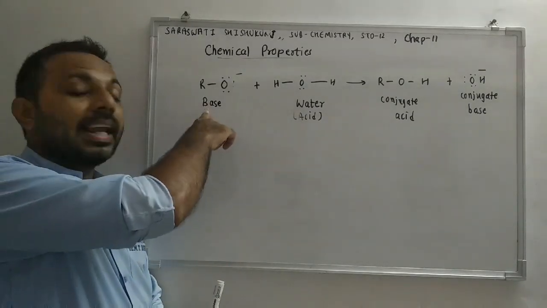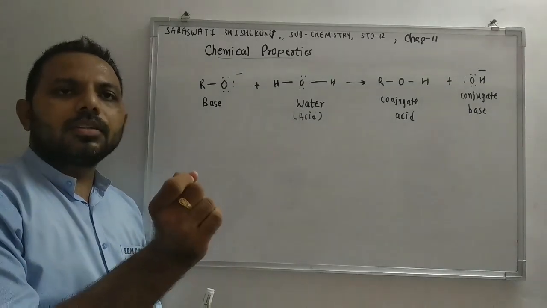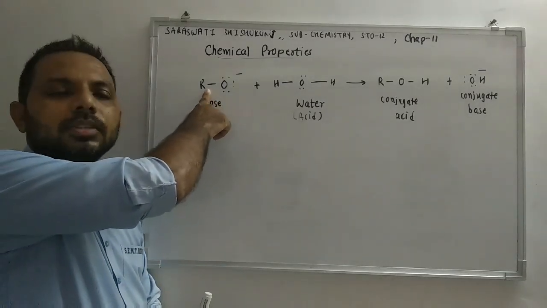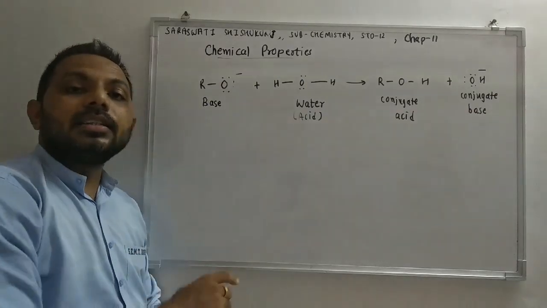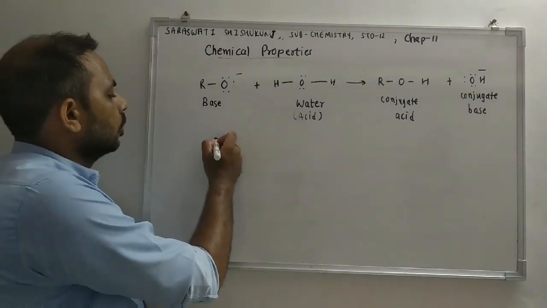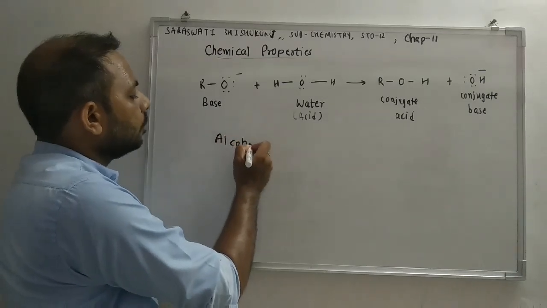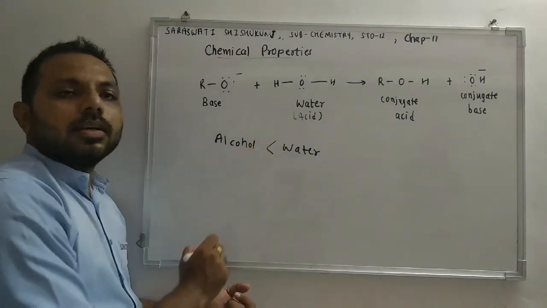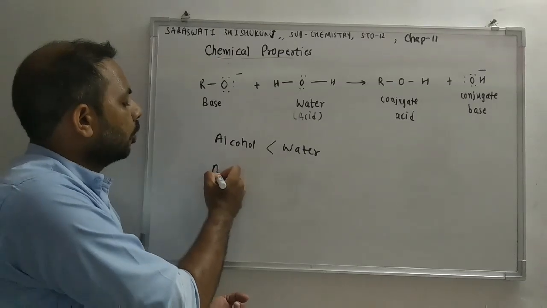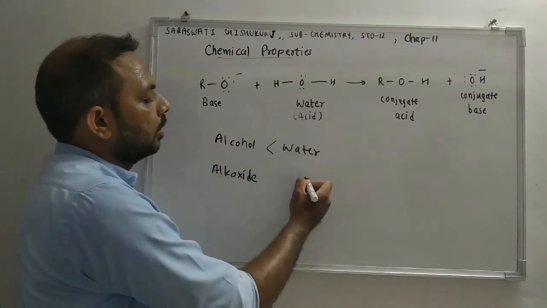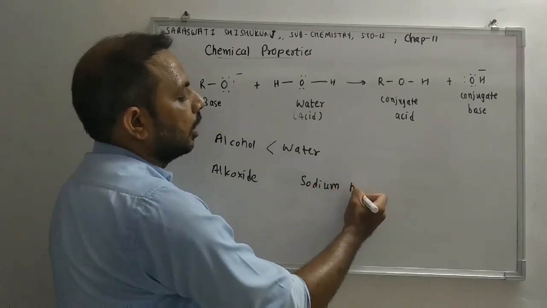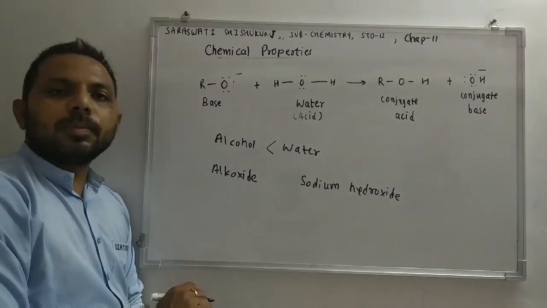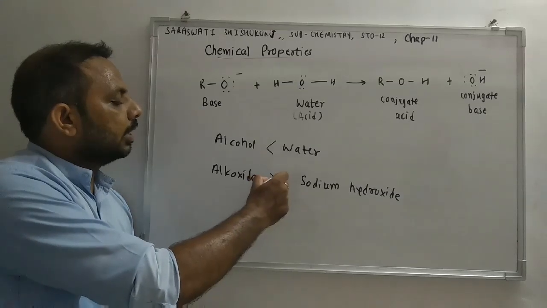If there is comparison between alkoxide and sodium hydroxide with respect to base, we can say that alkoxide is a stronger base. So compared to alcohol and water, water is a stronger acid, whereas when we compare basic nature of alkoxide and sodium hydroxide, we can say that alkoxide is a stronger base.